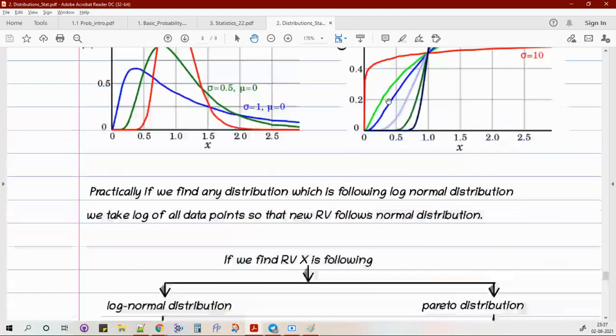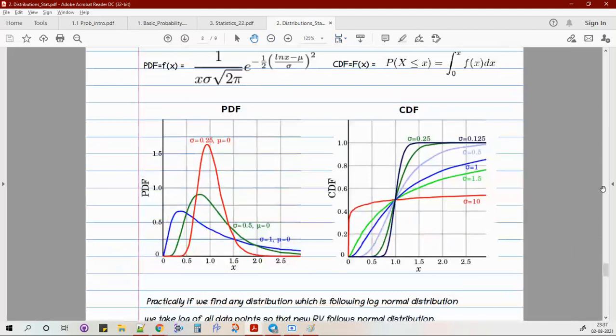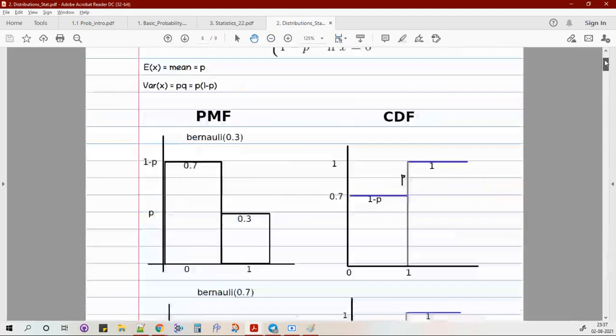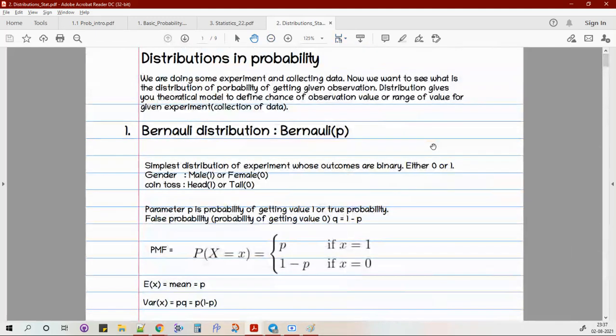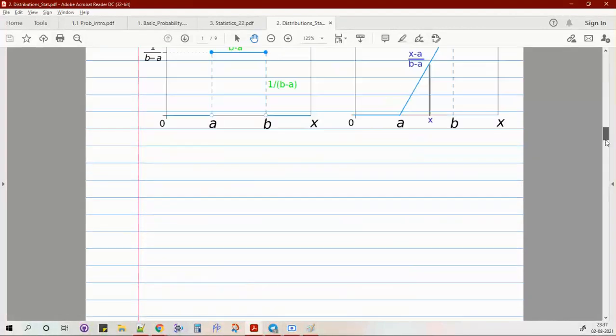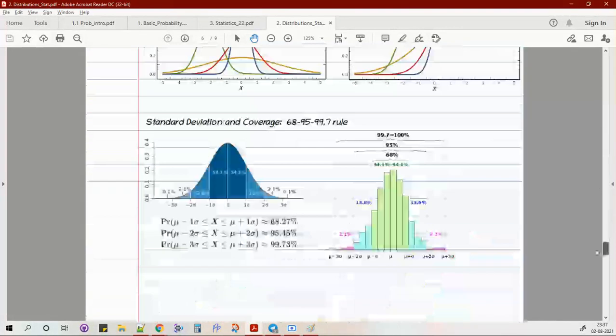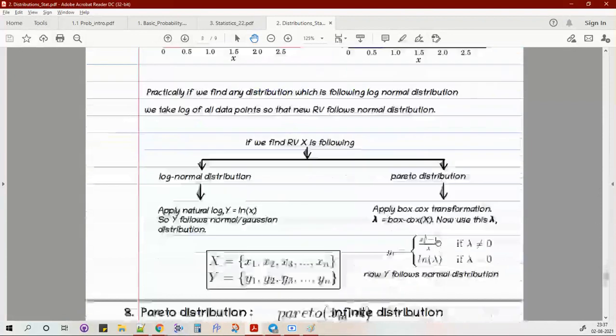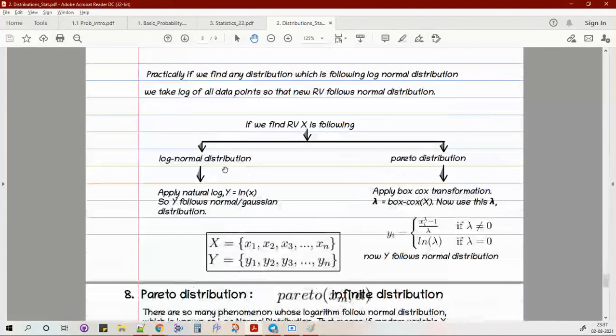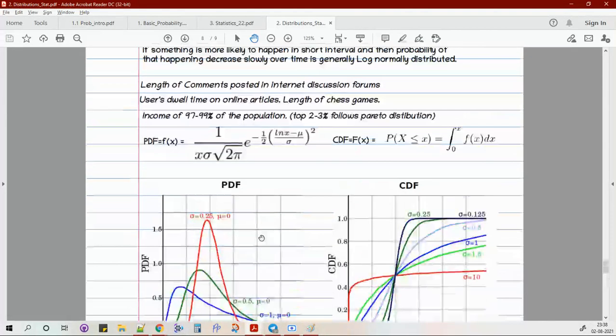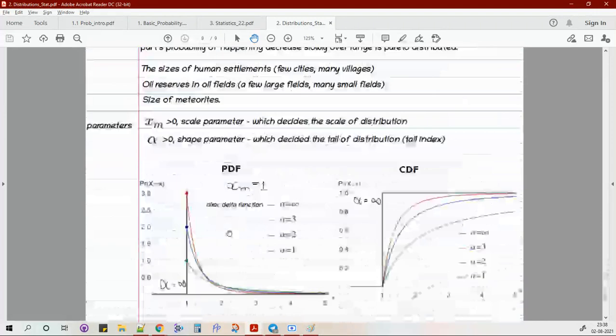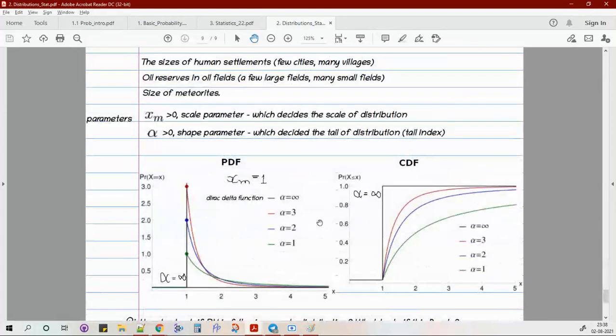Any doubt, guys, or any suggestion? If we apply Box-Cox on log normal, can we get normal? If we apply Box-Cox on a log normal distribution, your lambda would be 0. Yes, if you think about it, the Pareto and log normal are both looking somewhat similar.